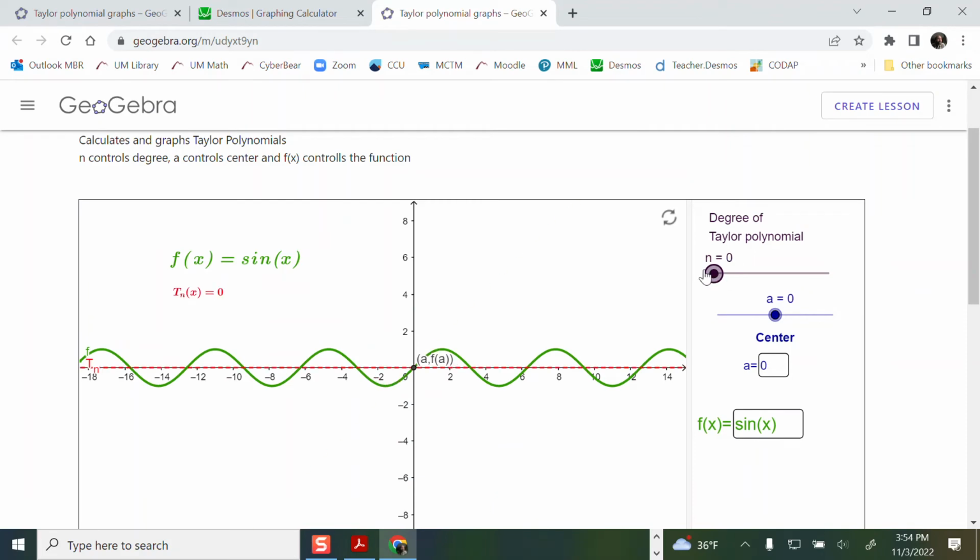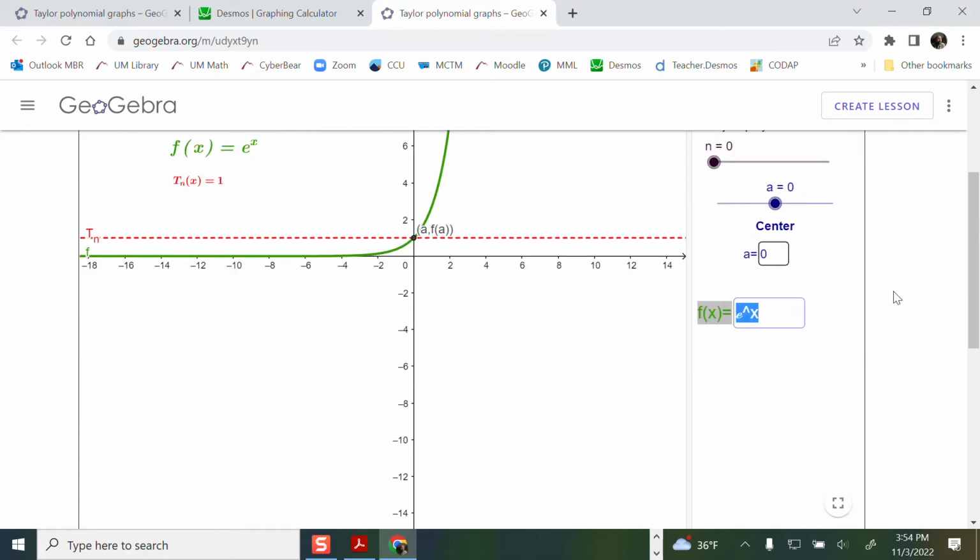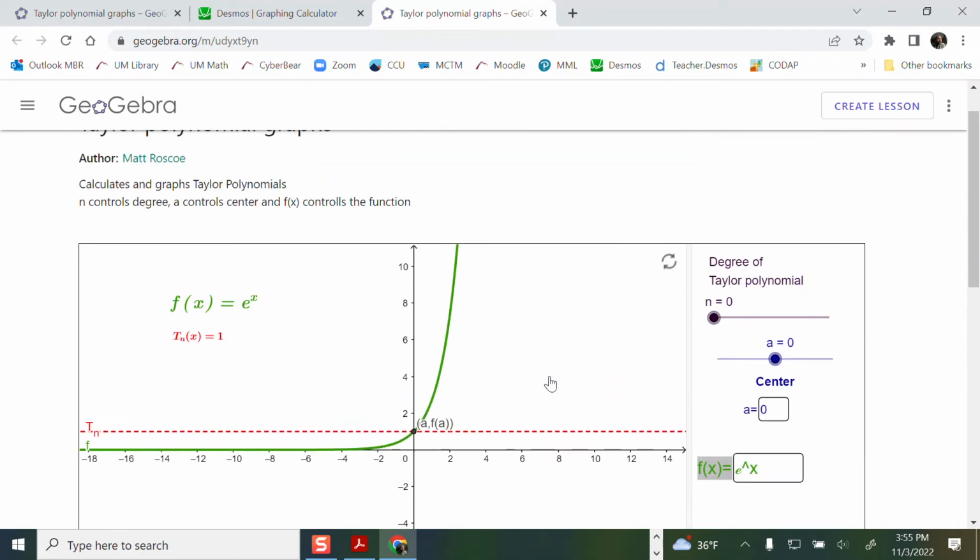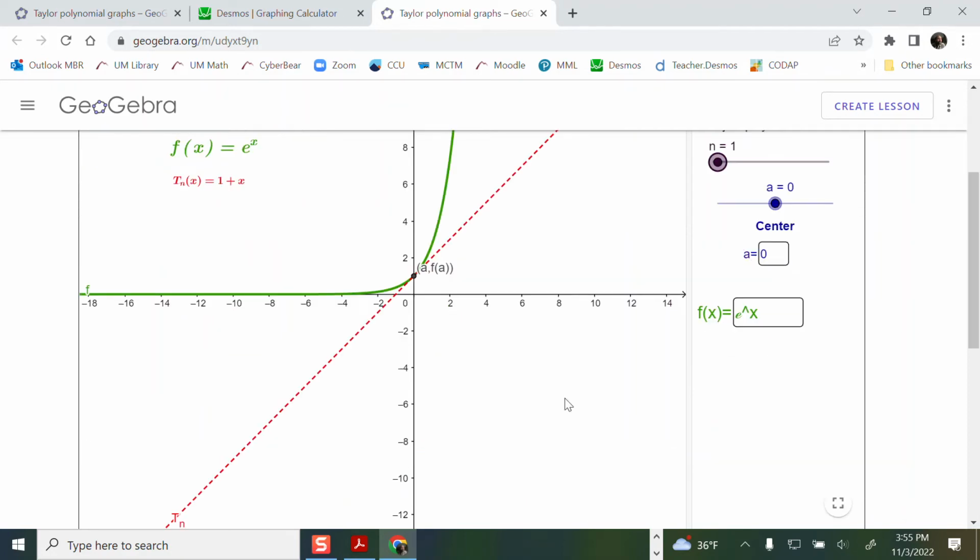I'll scroll this back to 0. We'll change our function from sine x to e to the x. Oops, not e to the c. Hit enter. Move things down. So the 0 degree Taylor polynomial, let's see, first degree looks like that. Of course, that's just the tangent line, right? At 0. And let's just slowly watch this converge.